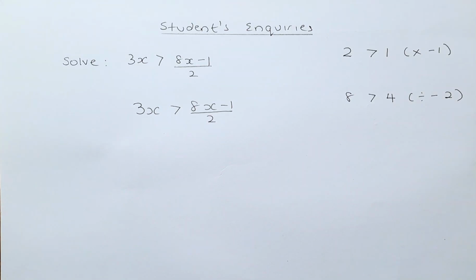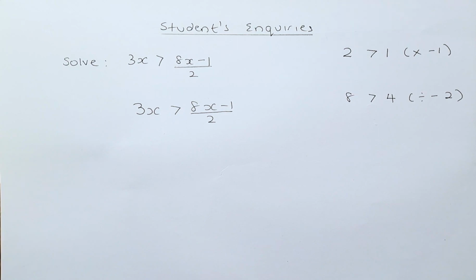Good morning. Today we have a student inquiry on how to solve an inequation type of question. This is from Ashley from the Bay of Plenty. The question is, how do you solve 3x greater than (8x minus 1) over 2?